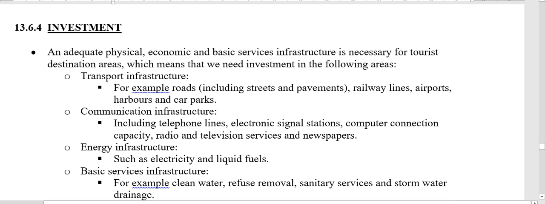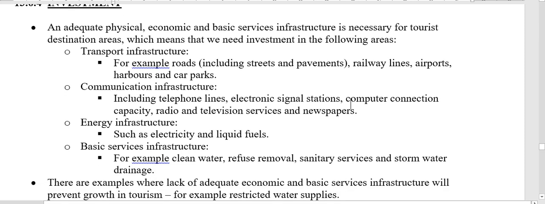Okay, the next aspect of the economy that tourism can affect positively or negatively is investment. Okay, in terms of investment. So how does tourism affect investments in the country? All right. As I said just now, we need basic infrastructure in order for tourists to come. All right. So all of our tourist destination areas, the areas that the tourists tend to visit, those areas need an adequate supply of physical, economic, and basic infrastructure. All right. Which means that the government obviously needs to invest.